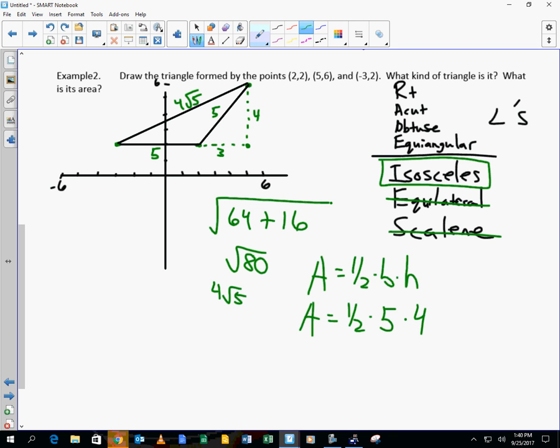Yep, so the height will be determined as getting from the base to the highest point. And so we do know that that distance is 4. So therefore, 5 times 4 is 20 times 1/2 is 10. So the area is 10 units squared.